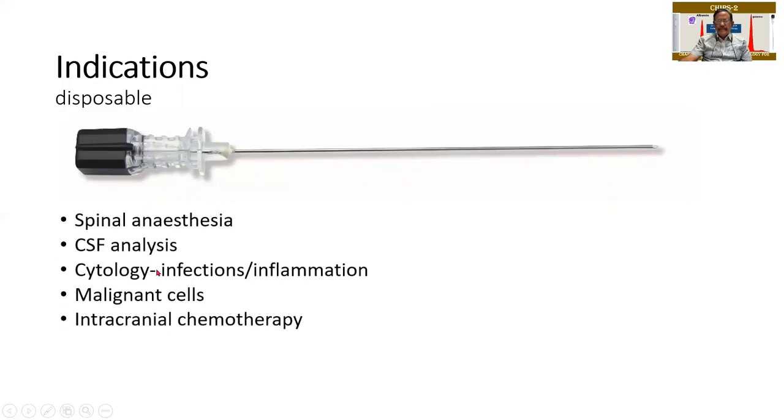And the indications, that's why this particular slide is for. I was very surprised when a student answered spinal anesthesia, but then I realized that this should be the first. So spinal anesthesia can be one. CSF analysis, of course, for cytology to rule out any infection, inflammation, or malignancy. So the sample will come to pathology. Sometimes therapeutically, they will be giving a chemotherapy, intracranial chemotherapy, and the administration is by lumbar puncture.